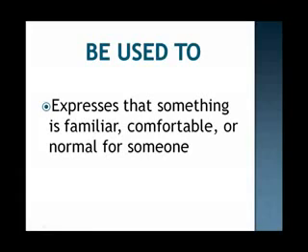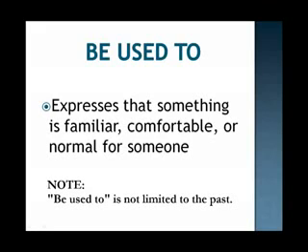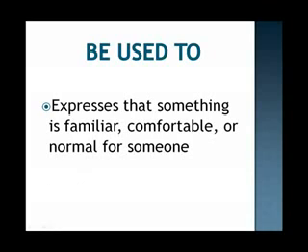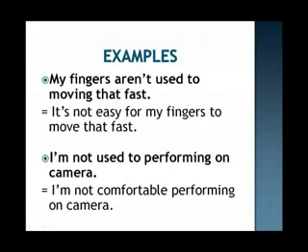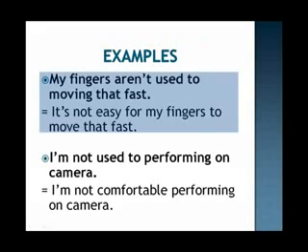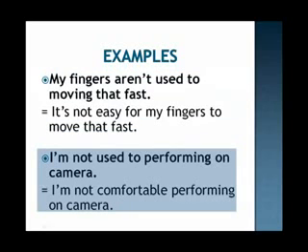This second structure, be used to, expresses that something is familiar, comfortable, or normal for someone. It's not limited to the past. In fact, very often we use it to describe what we're accustomed to in the present. Let's look at two examples. My fingers aren't used to moving that fast. This means it's not easy for my fingers to move that fast. It's not a normal activity. I'm not used to performing on camera means I'm not comfortable performing on camera.